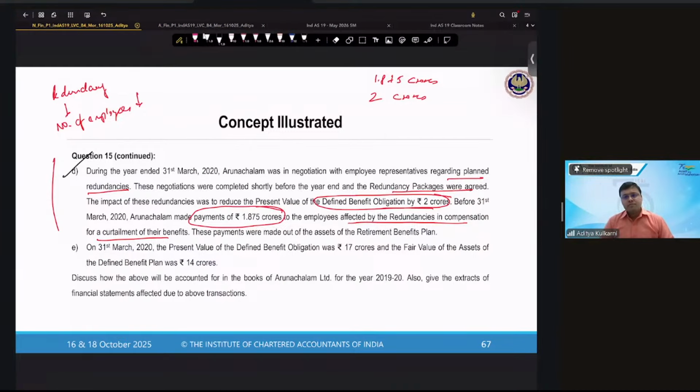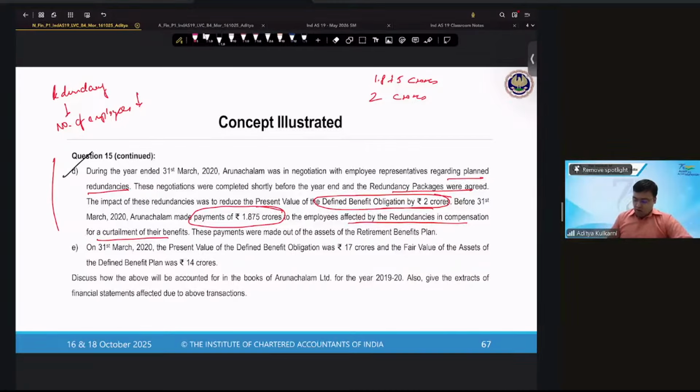You were asking what curtailment settlement is. This is what happens. Money will go from the plan also. The obligation also gets reduced. Typically, it won't be the same. The difference between the obligation value that is reduced and the payout that happens is what hits your P&L.